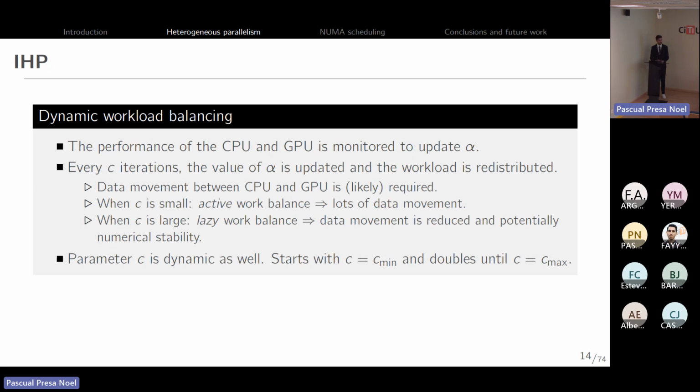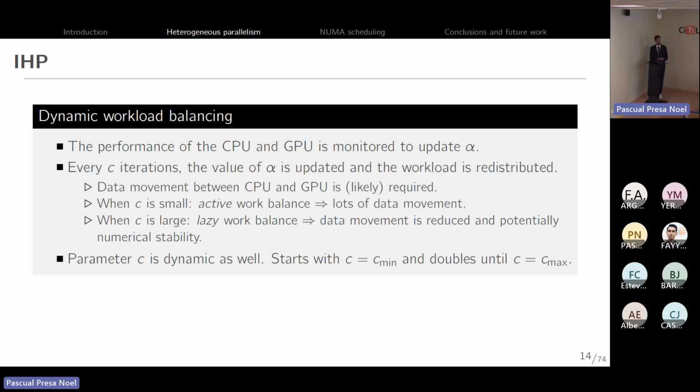We compute this value of alpha dynamically, and to do so, we take into account the performance of the CPU and the GPU. Every C iterations, we recompute the value of alpha and we redistribute the workload. We should note that redistributing the workload often implies some data transfers, which are quite expensive in the case of CPUs and GPUs. Also, we have to discuss the values of C.